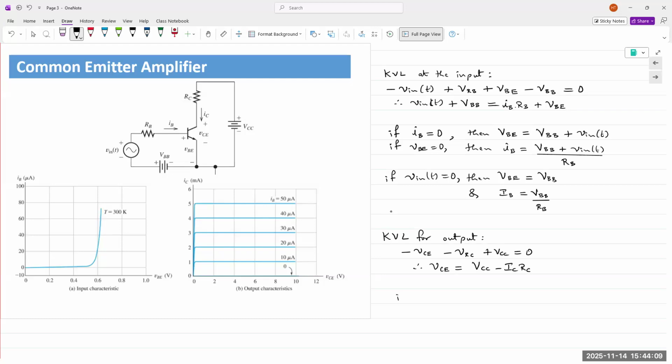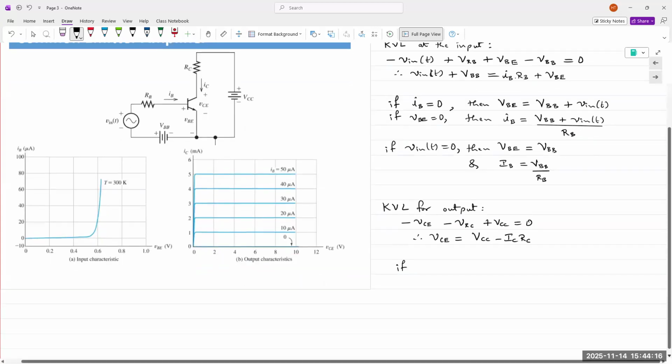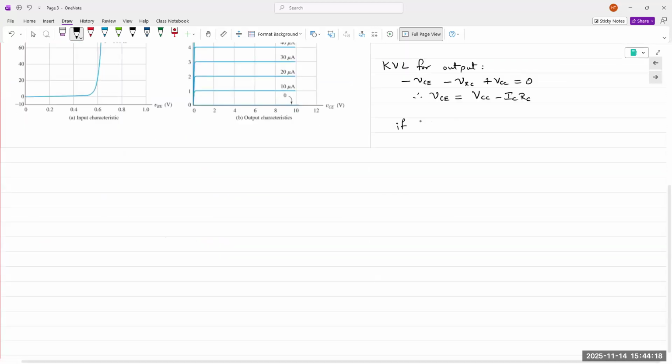Now to obtain the 2 points, if IC equals 0, then VCE is equal to VCC. If VCE equals 0, then IC equals VCC over RC.